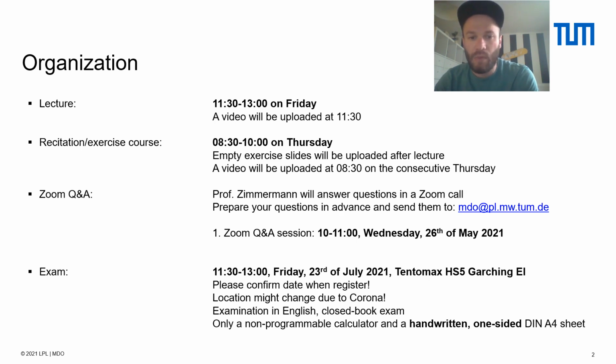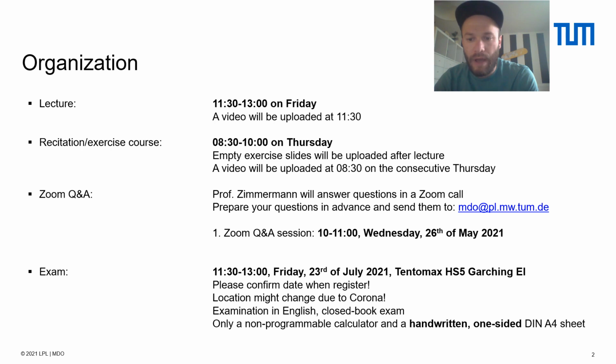The exercises will be uploaded at 8:30 in the morning. This is also done by recorded videos, so also no Zoom video calls, and the empty exercise slides will be uploaded directly after the lecture was uploaded. Regarding the exercises, they are more or less split into two parts. There are hand calculations which can be solved by you, and there are additional computer exercises based on MATLAB.